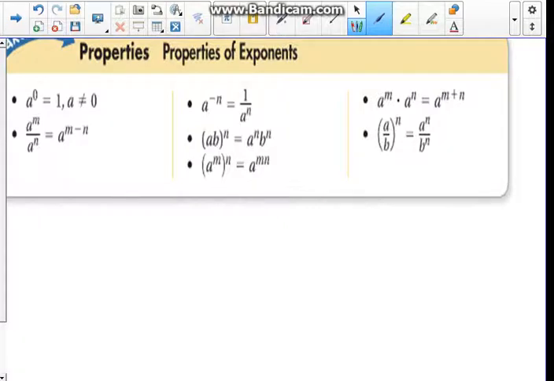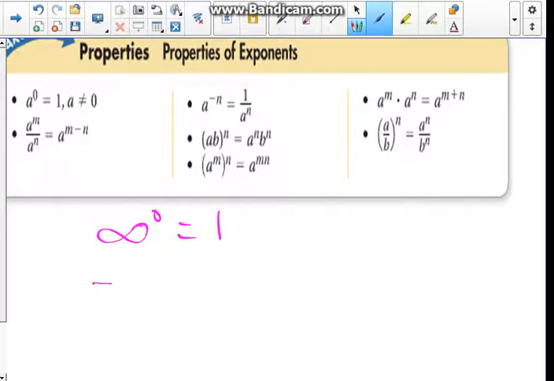Some of the properties of exponents that we covered in Algebra 1, this is strictly a quick review: anything to the 0 power. For example, if I have x to the 0 power, it is equal to 1. Now, we cannot ever have the base being 0 for this rule to apply. So it means this base can be anything other than 0. So I could have infinity to the 0 power. It's going to be equal to 1.